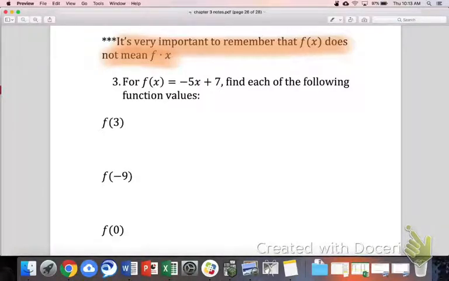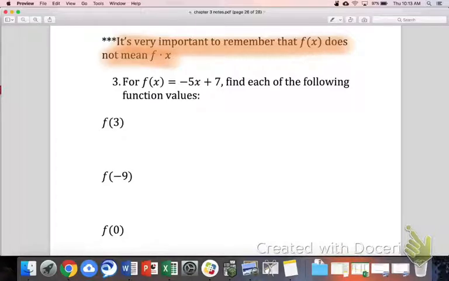So listen, please. F parentheses x or g parentheses x or h parentheses x, whatever the name of the function is, it does not mean f times x. It just means the name is f, the input is x. That's all it really means. So please don't confuse the two. Let's do one example here and then we'll call it good for the moment.